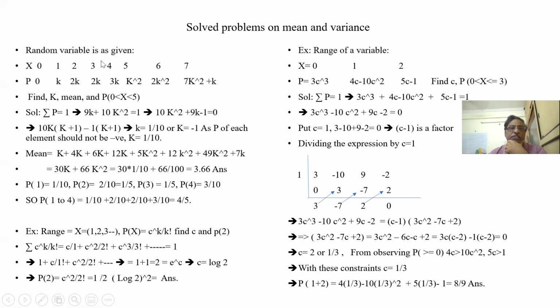Here 3.66 is the mean with this frequency distribution. So what is the variance?